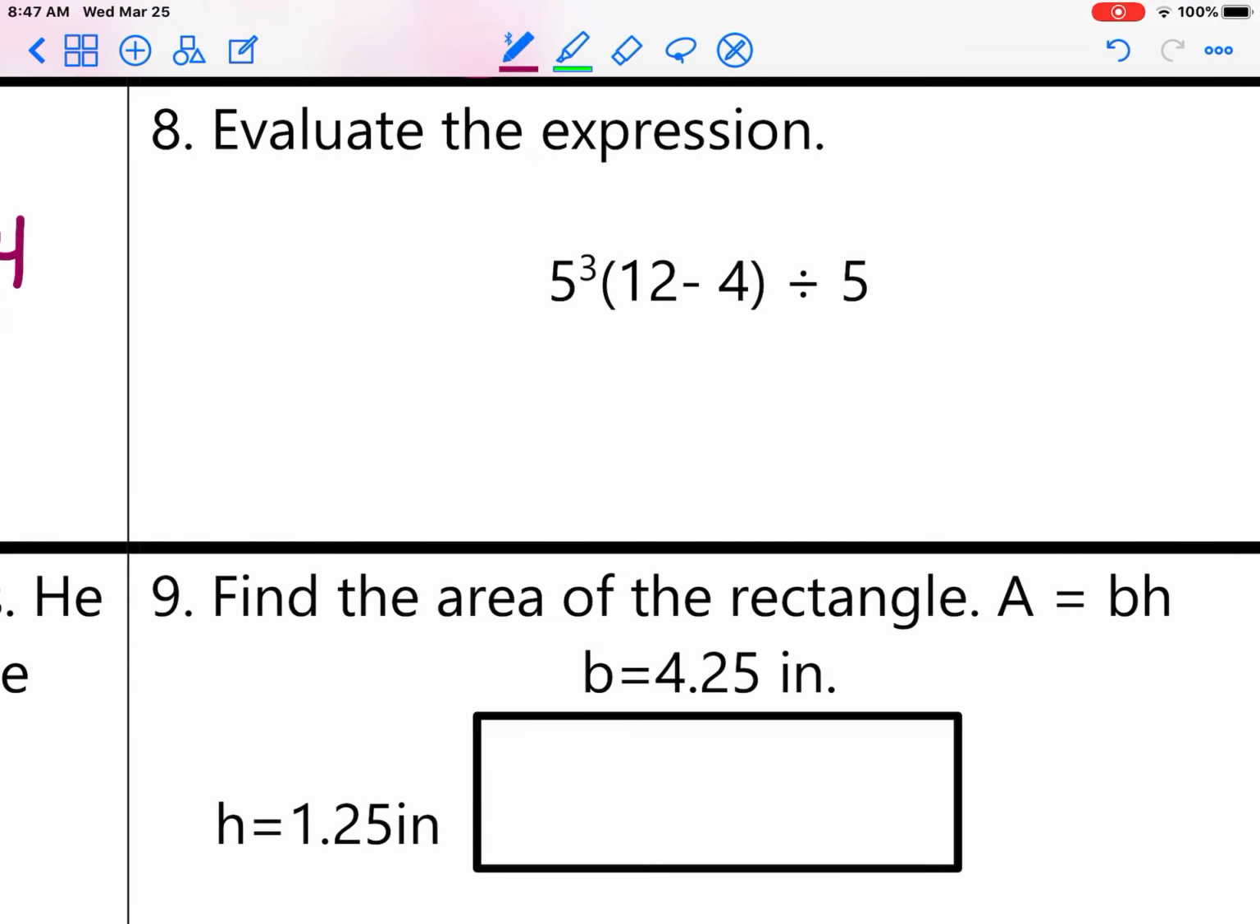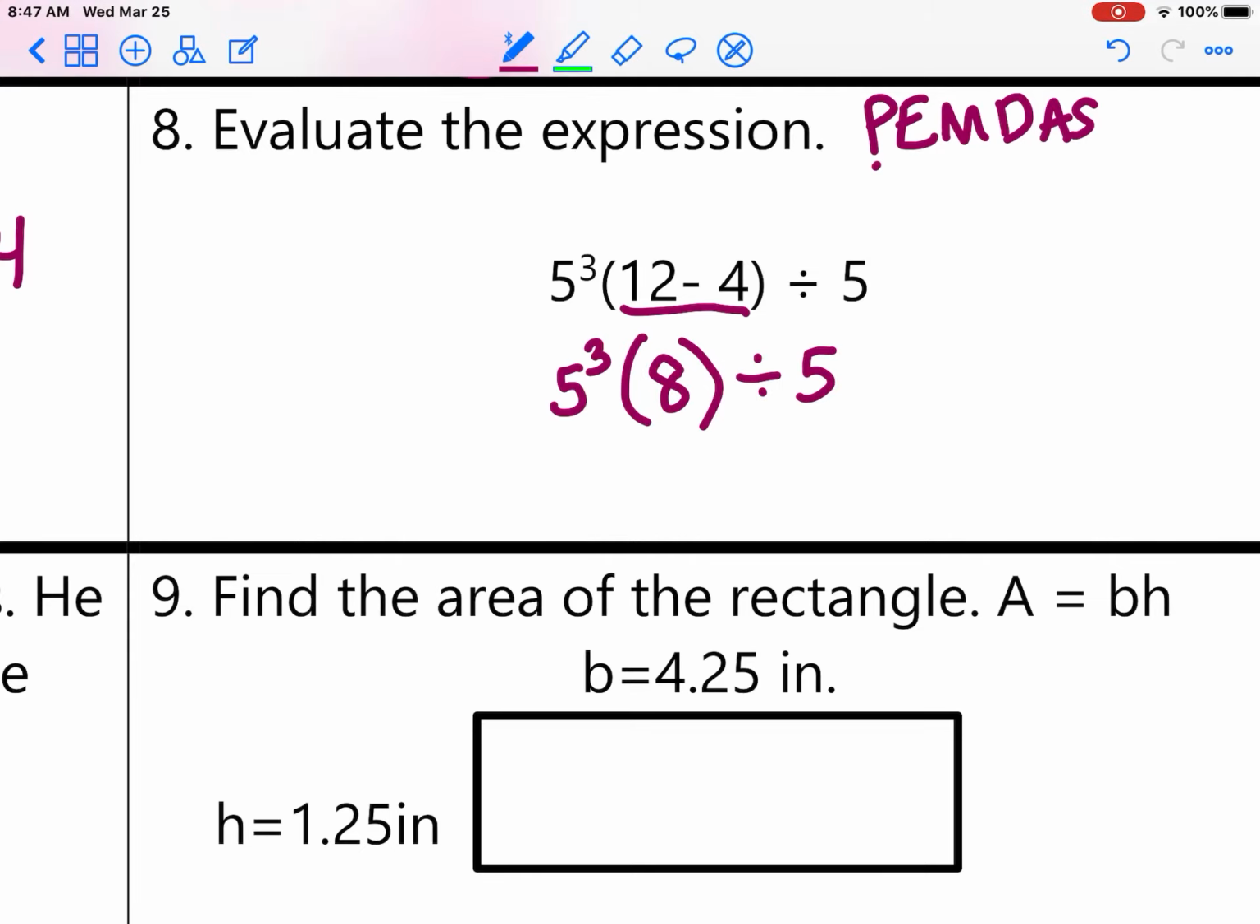Number 8, evaluate the expression. That simply means to do all your order of operations using PEMDAS until you get down to one number. Some of us have had trouble with this. We're simplifying it a little bit, but not all the way. You have to go all the way till you have one number in this instance. So PEMDAS says do what's in parentheses first. What's in parentheses is 12 minus 4. So now it becomes 5 to the third power times 12 minus 4, which is 8, divided by 5.